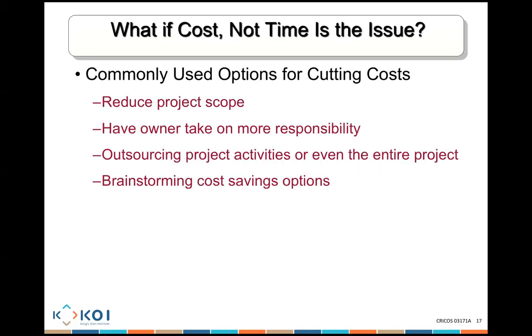What are the commonly used options for cutting costs? We can reduce the project scope. We can ask the owner to do some work themselves. We can outsource, and a lot of times you outsource to specialized people who have a lot of skills and knowledge in an area, which makes your cost much cheaper. And sometimes you get the whole team to sit together and think about what they believe is the best approach to reduce the project cost.